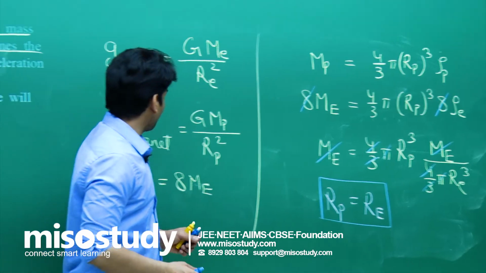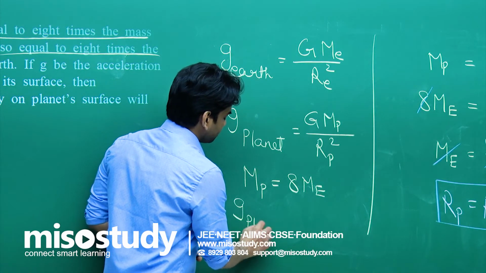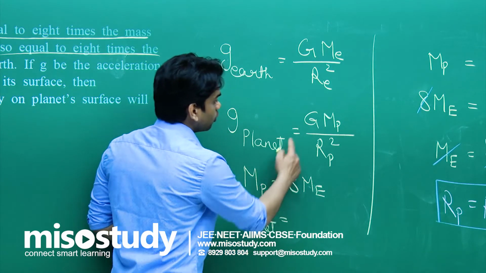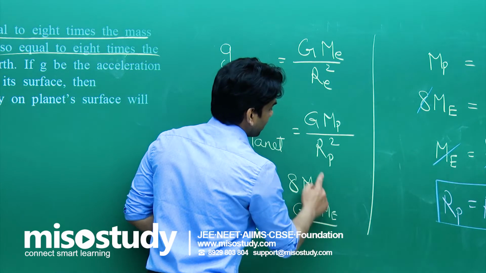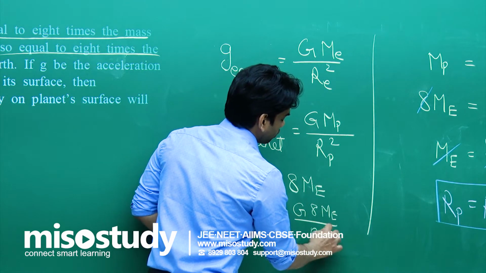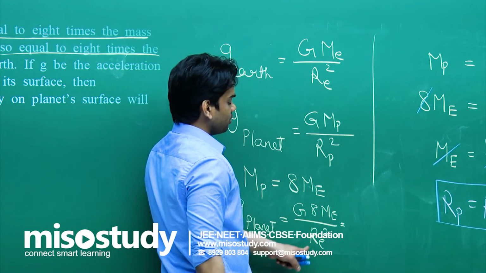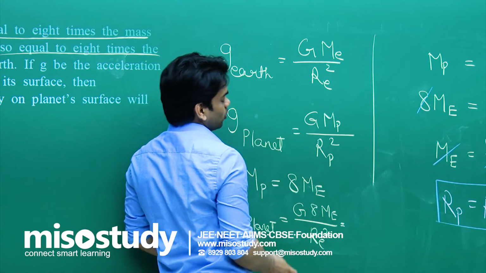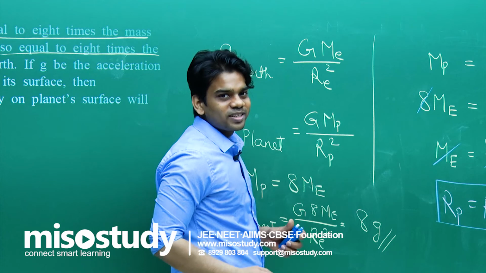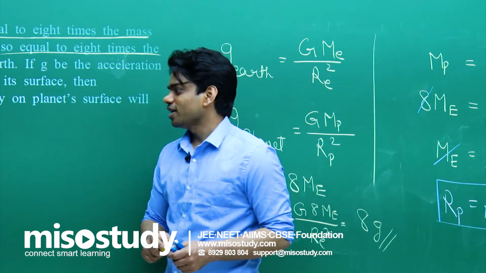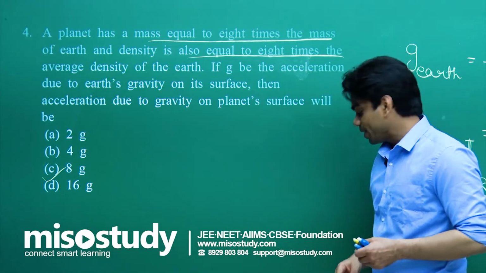Next thing, just put this value here. That is what we need to evaluate. If you put this value here, you will get g on planet equal to G, mass of planet is 8 times the mass of Earth, divided by radius of planet whole square, that is the radius of Earth whole square. You find that it will be 8 times G M_E by R_E whole square, that is equal to 8g. Right option, 8g, we need to mark. You see here 8g is option number C. So this will be the right answer. This is how we can evaluate such questions.